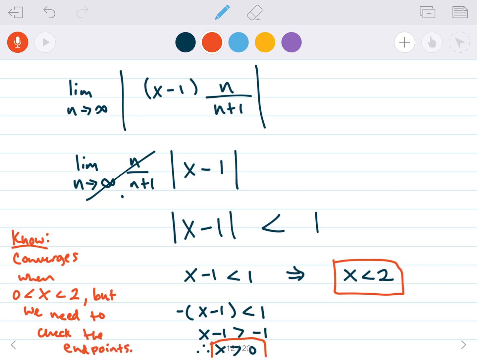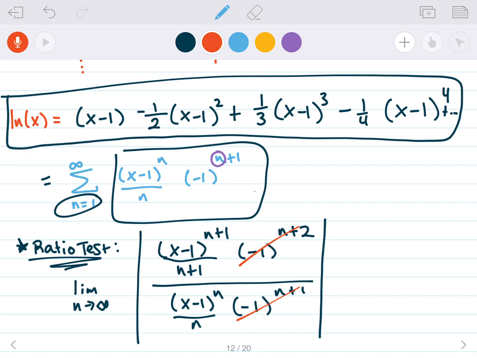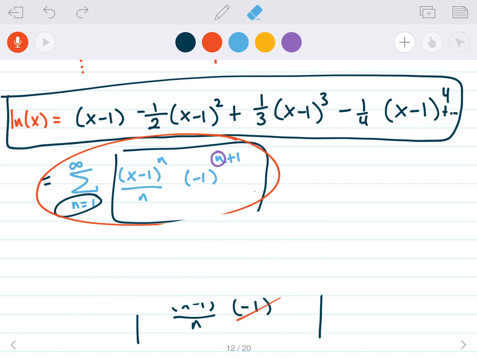So how do we check the endpoints? Well, we look at our original series that we had, which was this guy. Or we could look at it in the above form that's boxed in black. It doesn't really matter. I'm going to erase some of this stuff. So when I say check the endpoints, we're going to plug in x equals 0, see what happens, and then plug in x equals 2 and see what happens. Well, if I plug in x equals 0, let's write this up here, checking the endpoints.